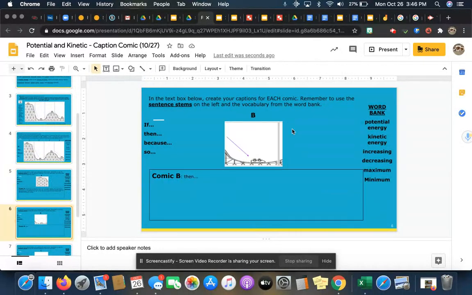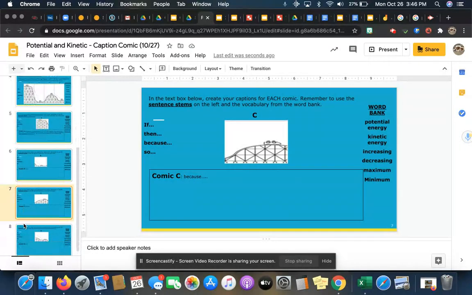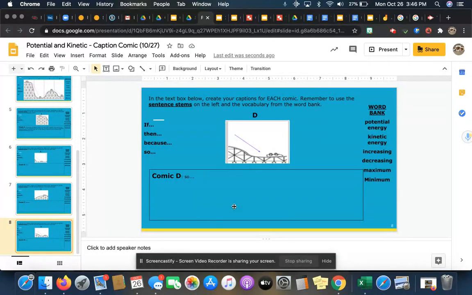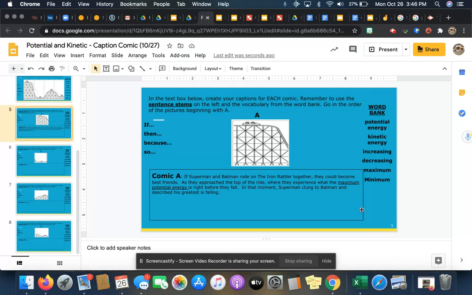On slide 6, it's going to show the second tile. On slide 7, it will show the third tile. And then on slide 8, it'll show the final tile. So I want you to share with me a story. It could be a story about you. It could be a story about anybody you would like to make up. As they ride this roller coaster, using if, then, because, and so, and using the word bank words to indicate the type of action going on in that particular frame.